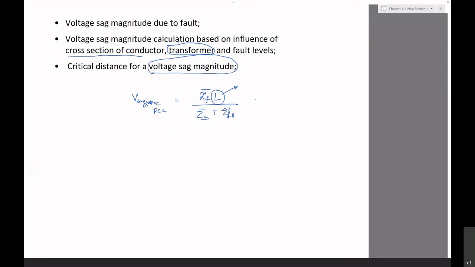In that case also, the voltage sag magnitude is influenced by what kind of cable is there. We'll try to see it in the next class. Okay, thank you.